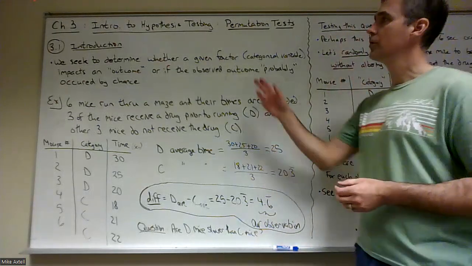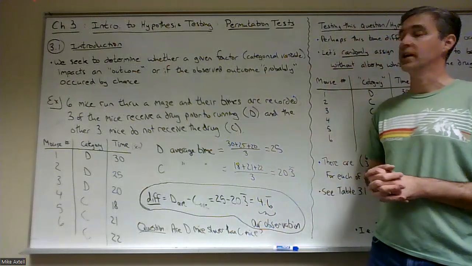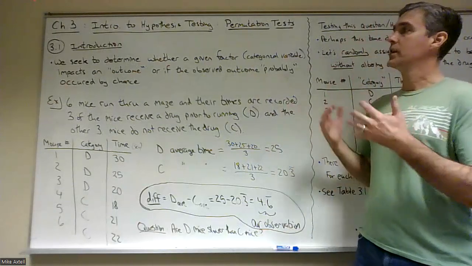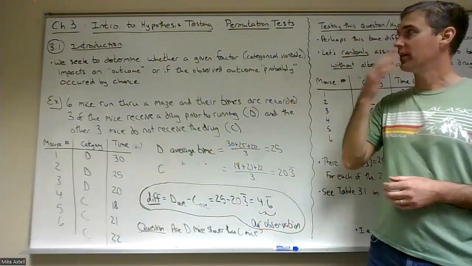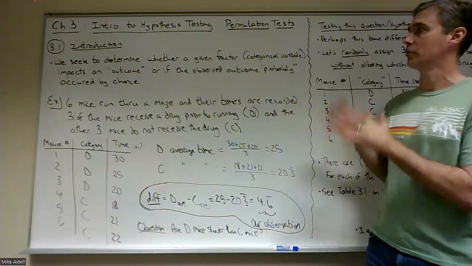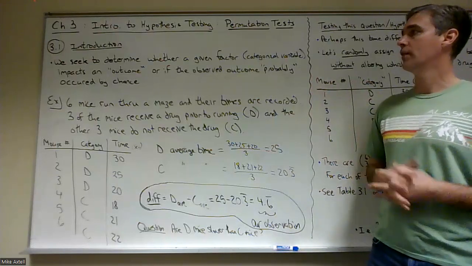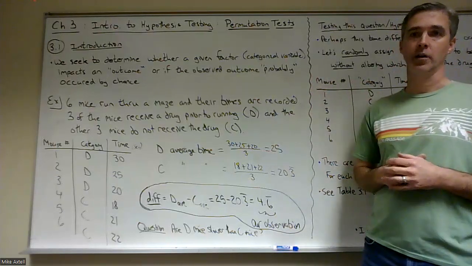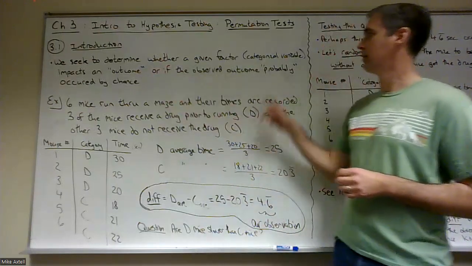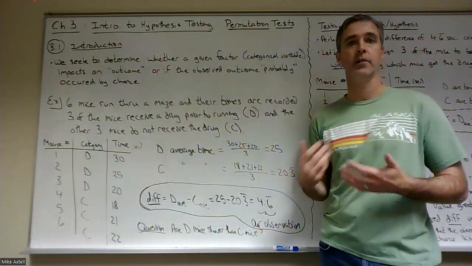All right. So in general, with a hypothesis test, we seek to determine whether a given factor, in this case a categorical factor or categorical variable, impacts an outcome, or if the observed outcome probably occurred by chance, right? Now note there's some quotes around outcome and probably, so we have to define those words better, which we'll do throughout this video and the next few.